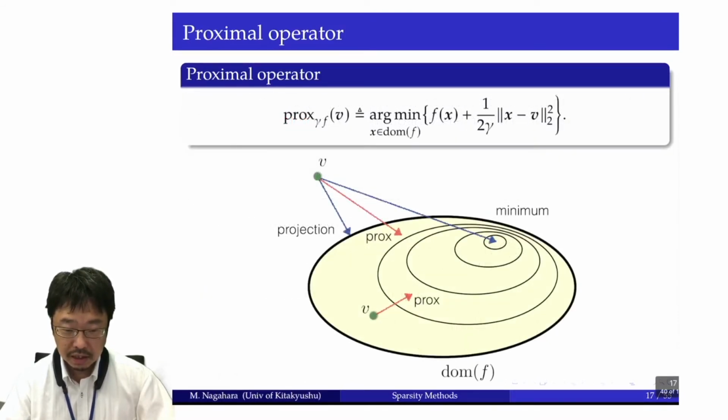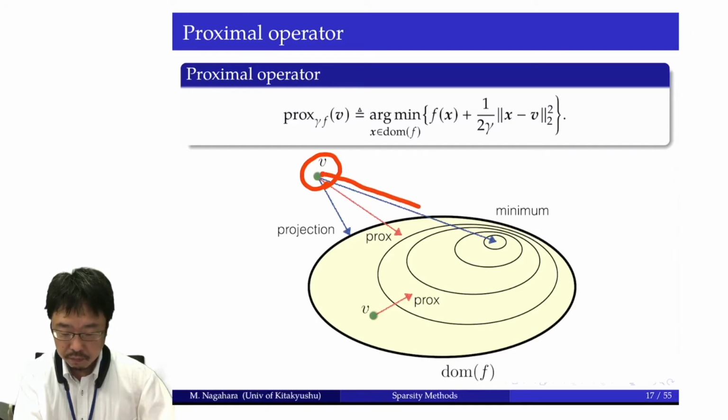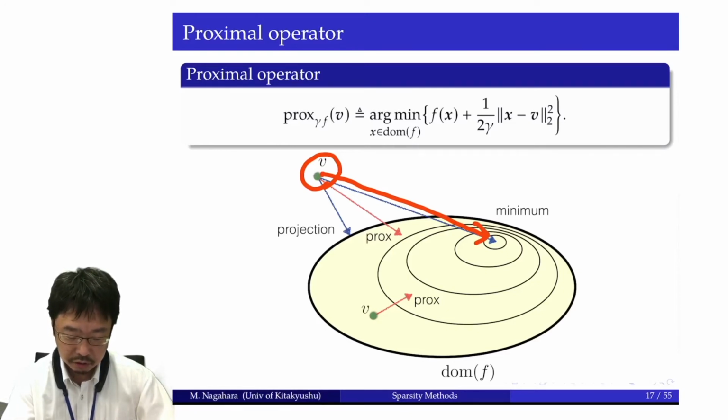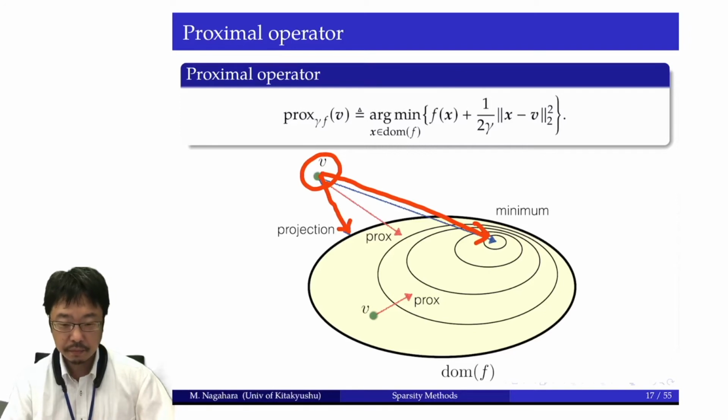This picture illustrates the proximal operator as a translation operator. Let us consider a point v outside of domain f. If gamma is infinity, then v is directly moved to the minimizer. If gamma is 0, v is projected onto domain f. And the proximal operator is a mixture of these.